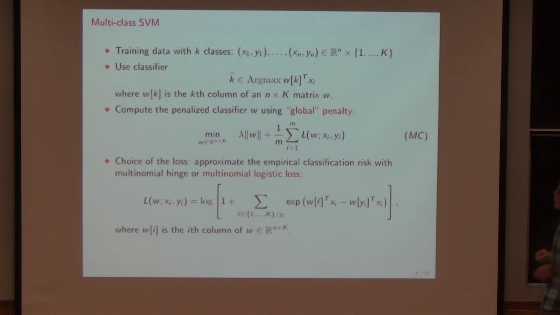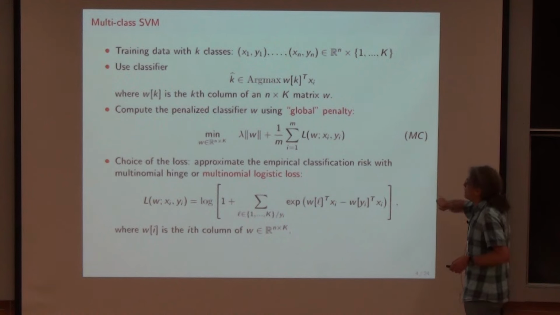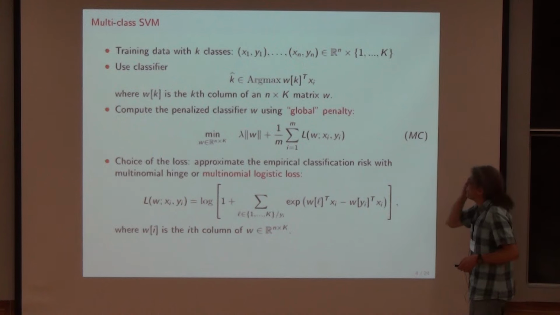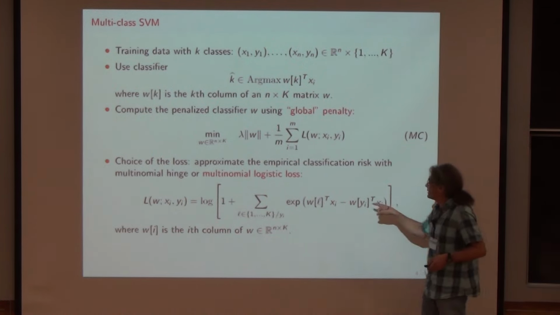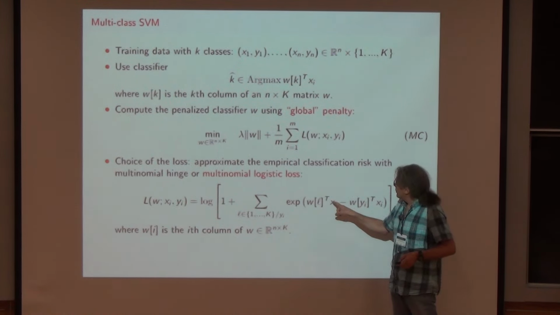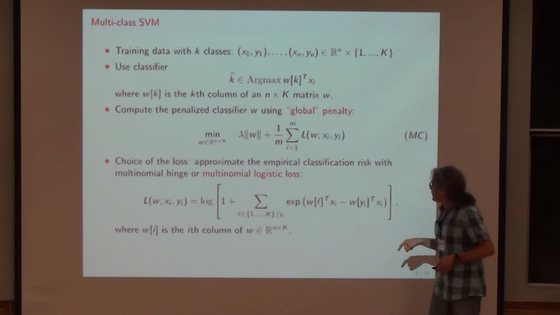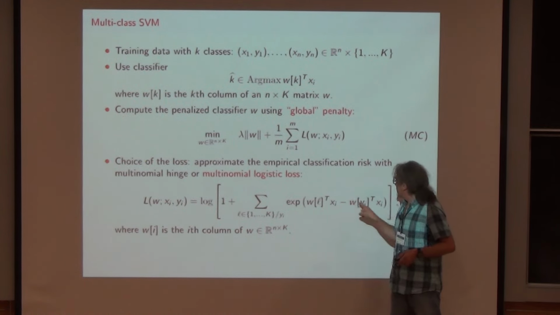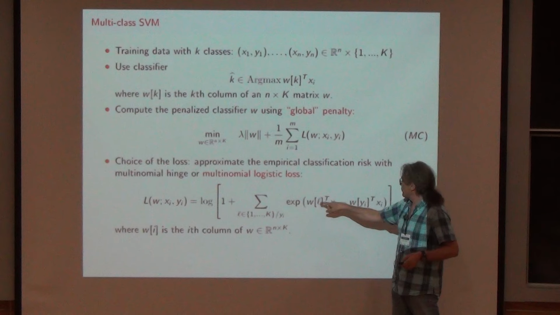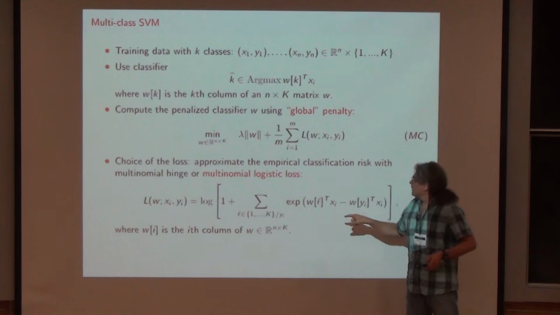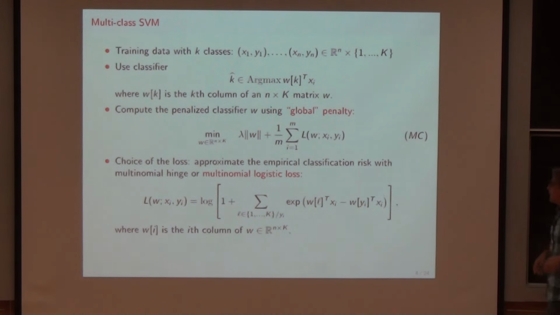To train the classifier, you can use penalized objectives like this. You can use the multinomial hinge loss, or you can use the multinomial logistic loss, which is a direct extension of the previous one. You look at the answer of the classifier and compare it to the true answer, and you want the true answer to be the maximum of all the answers. And this loss is basically an upper bound of the number of wrong answers.